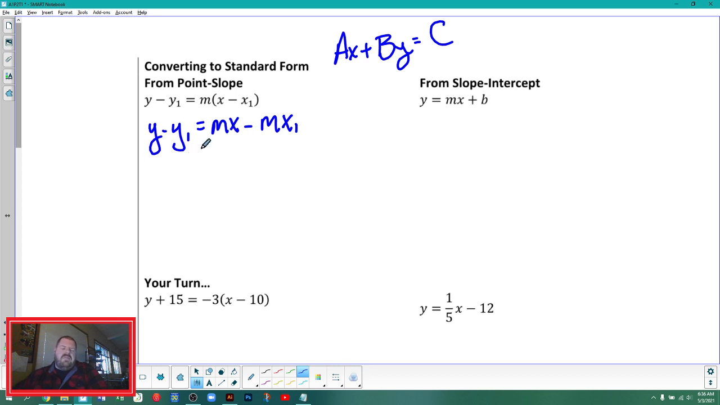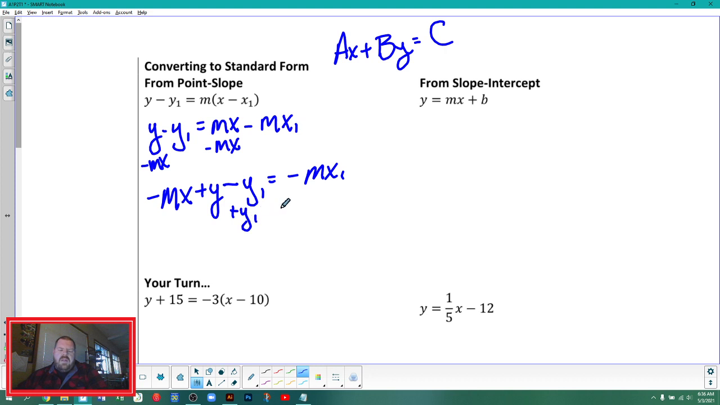I'm going to try to move all my variables to the left, so it looks just like this. So I'm going to move this over. Minus mx. And so if I put that in front, I have minus mx plus y minus y1 equals negative mx1. Now I just need to move my y1 to the other side. And again, that will combine once they're numbers, because they would all just be numbers.